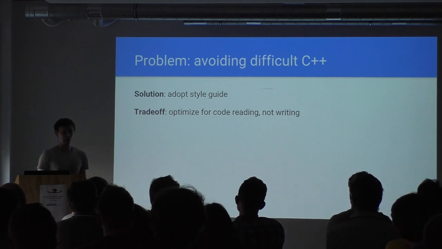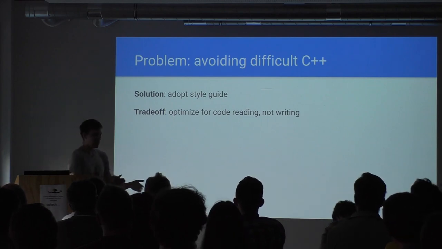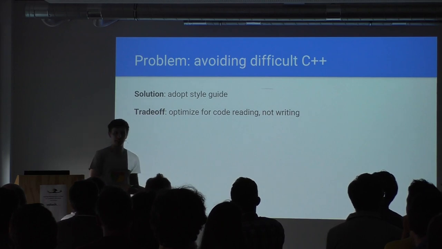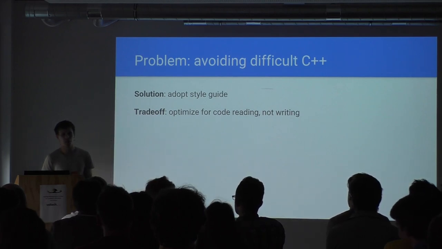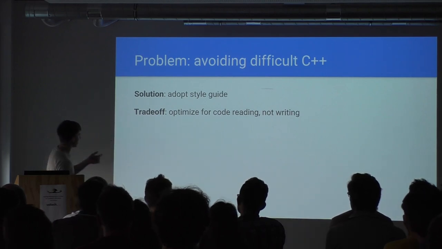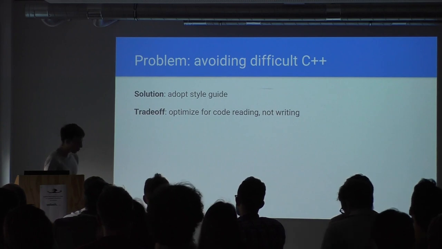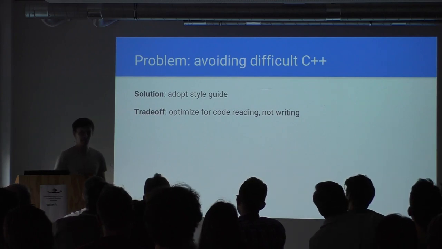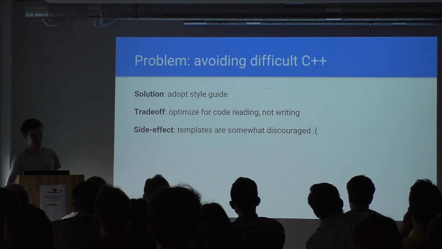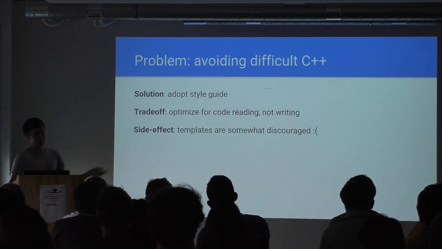Remember, I was talking about trade-offs. This is the kind of trade-off. It limits some people's productivity. At the same time, it increases productivity of others. This is the kind of trade-offs which we'll see more and more later. So, of course, we optimize code for reading as opposed to writing. So side effect, as I mentioned, templates are kind of discouraged.